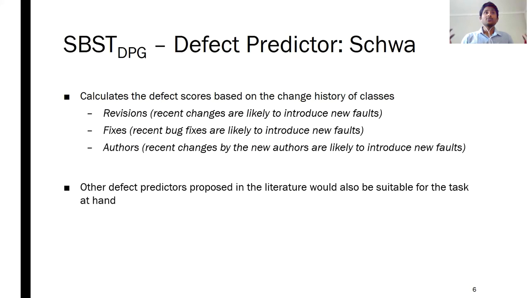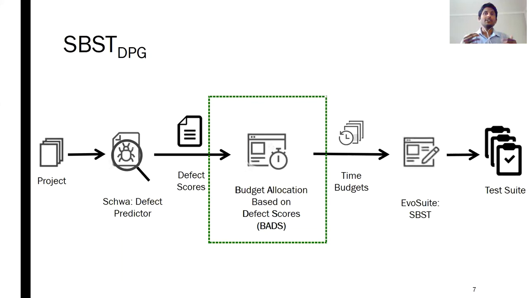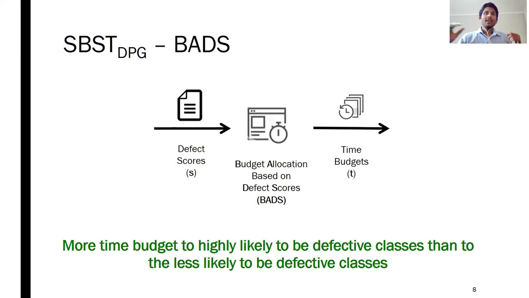The second module is called Budget Allocation Based on Defect Scores, or in short, BADS. BADS takes defect scores as input and decides how to allocate the available time budget to each class based on these scores, producing time budgets as the output. In general, BADS follows this intuitive rule: more time budget to highly likely to be defective classes than to the less likely to be defective classes.